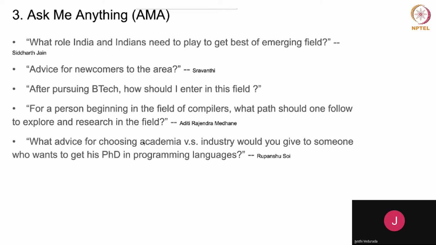What role do India and Indians need to play to get the best of the emerging field? I think it's more general. So, Siddharth, can you please elaborate on your question? Emerging field, do you mean is it related to compilers? Yeah, it's about compilers and systems. Okay.